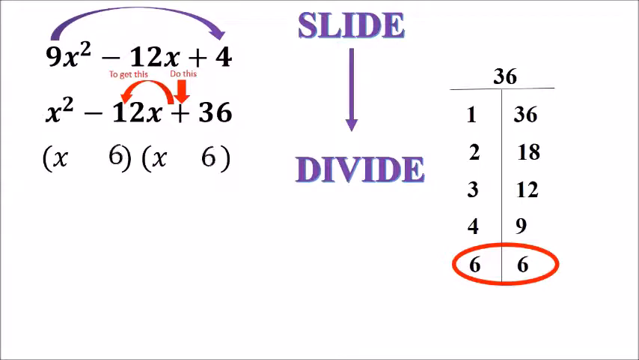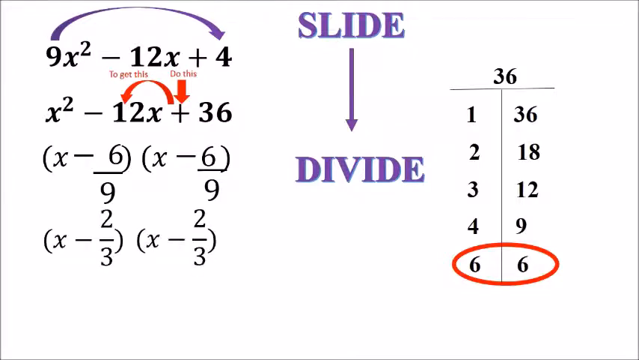We're going to split up our x's and we're going to split up our 6 and 6. Since C is a plus, since it's a plus 36, I know that my signs should be the same. Looking at the boss sign, since the boss is a minus, it means both of those signs are going to be minuses. We're not done yet though, because since we did a slide, we have to divide. We're going to divide each of those terms by 9. When I divide 6 divided by 9 in my calculator, I get 2/3. So my term becomes x minus 2/3, x minus 2/3.